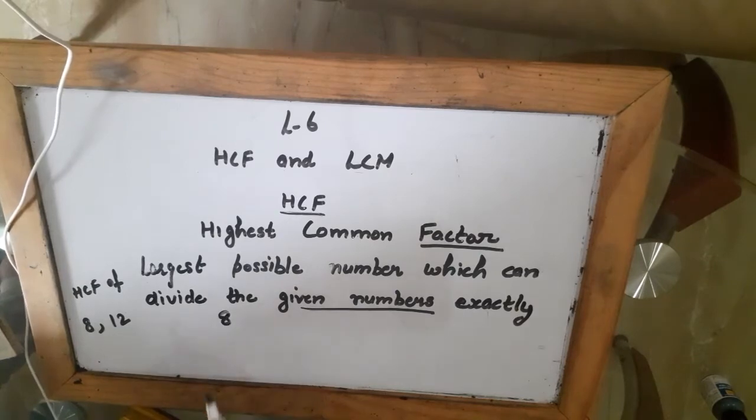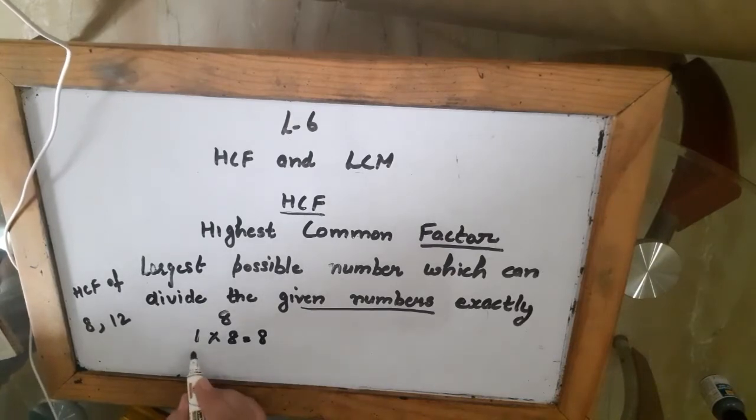So what are the factors of 8? Which numbers can divide 8 exactly? I told you that the smallest factor of a number is 1 and the largest is the number itself. So 1 8s are 8 and 8 1s are 8. So both 1 and 8 are factors of 8. Which is the next number? Like 2 4s are 8. So 2 also is a factor of 8 and 4 also is a factor of 8.